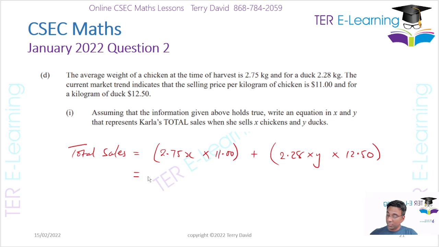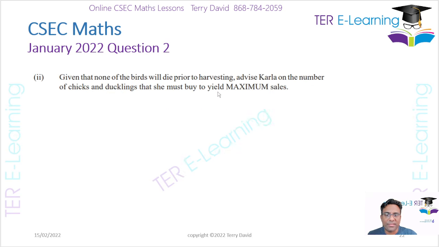So this here is going to work out to be 2.75 multiplied by 11. This is going to be 30.25 X plus 2.28 multiplied by 12.50, and you're going to get 28.5. So this is 28.5 Y. So that's the expression for her total sales. And given that none of the birds will die prior to harvesting, advise Carla on the number of chicks and ducklings that she must buy.